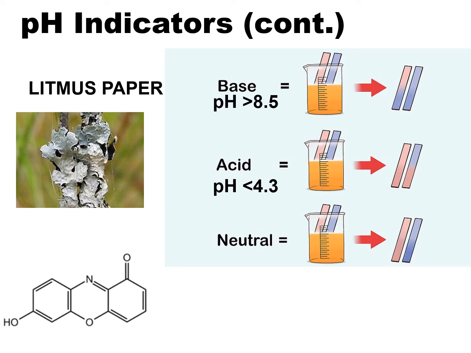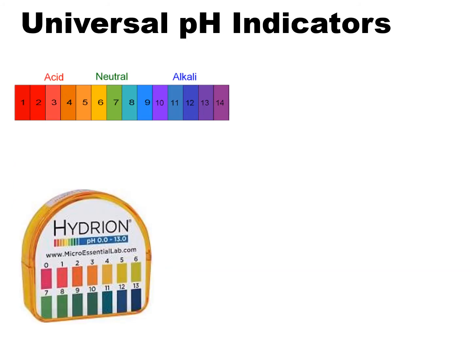And typically you have two types of litmus paper. One is pink and one is blue. So if you have a base, the pink one will turn blue, and if you have an acid, the blue will turn pink. That's a bit confusing because phenolphthalein turns pink in a basic solution, but litmus paper turns pink in an acidic solution. So the litmus paper doesn't really tell you a specific pH, it just tells you in general if something is acidic or basic.